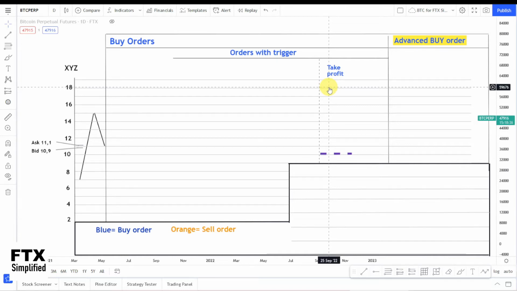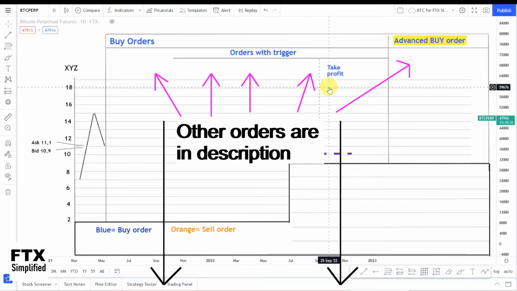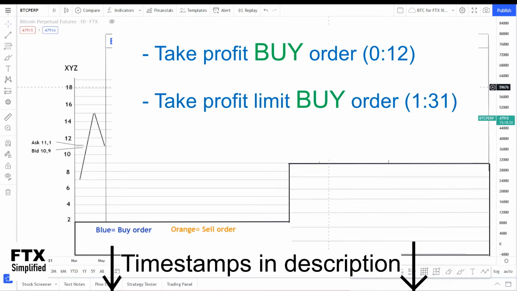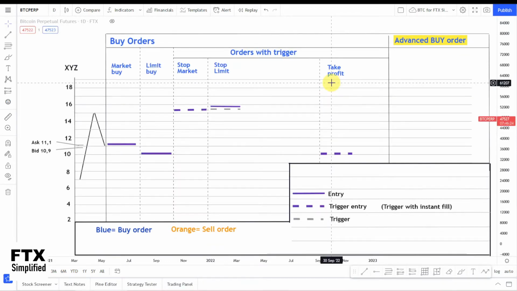I will explain the take profit buy orders on the FTX crypto exchange. And before making this video, I didn't even know what they were, but now I might use them. And there are two types, the take profit and the take profit limit. And we will start with the take profit buy order.